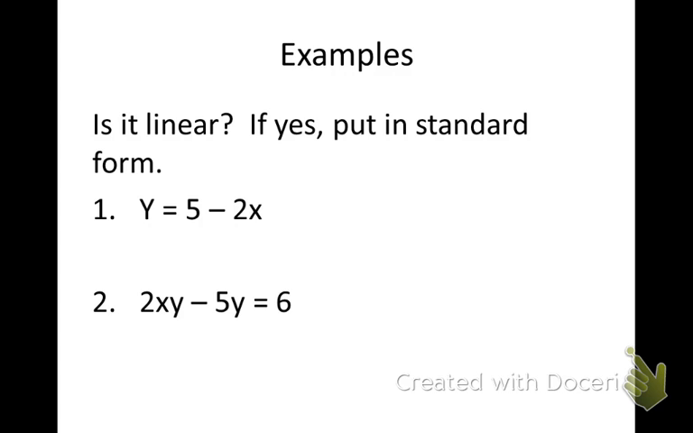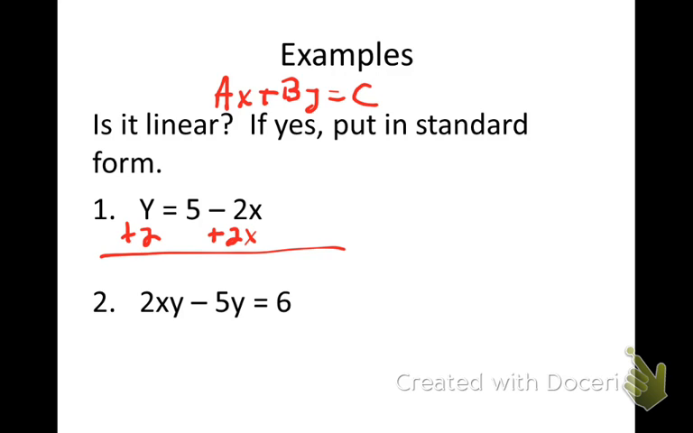So remember, standard form again is ax plus by equals c with those restrictions. So we got to get x and y on the left side. So I would add 2x to each side. And I do want the 2x first, so I'm going to write 2x plus y equals 5. Does that look like standard form? Ax plus by equals c?